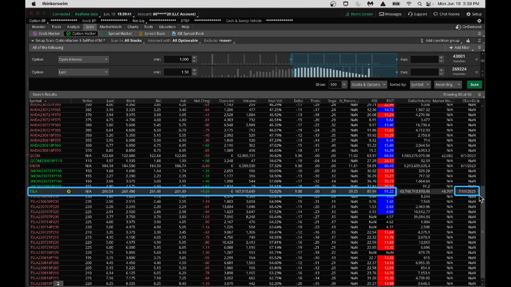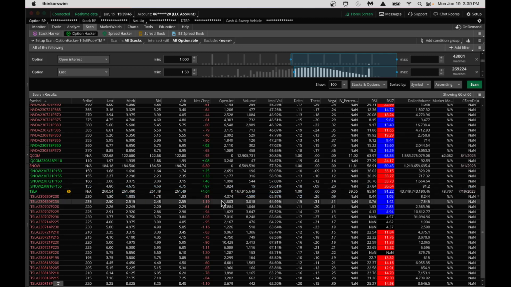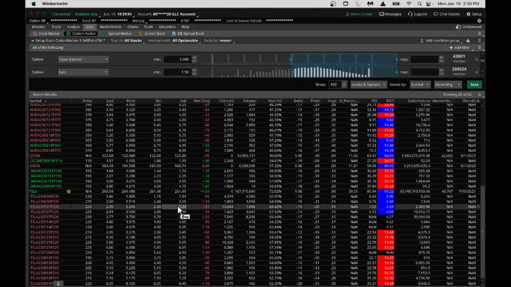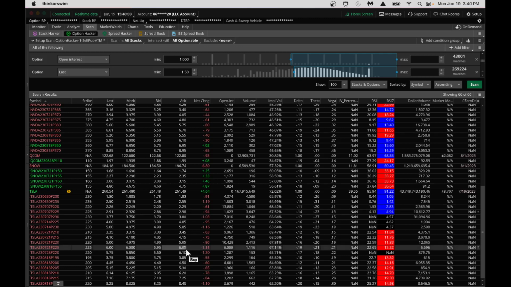If you're selling this, you've got to make sure you sell before 7/19. Your expiration date should be prior to 7/19, so that you don't get into an earnings-related issue where there is an IV crush after the earnings and you get burned. And then I've got some more, but I think that's pretty much it here.